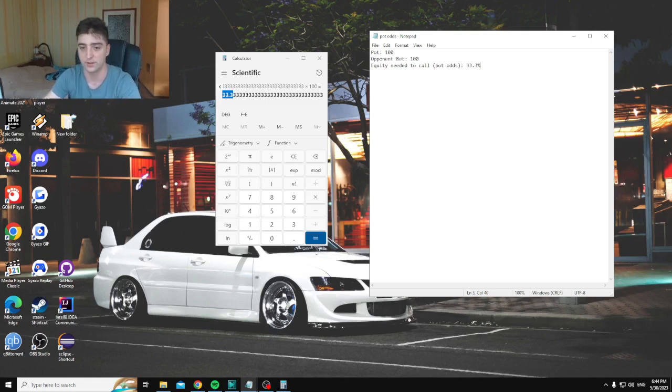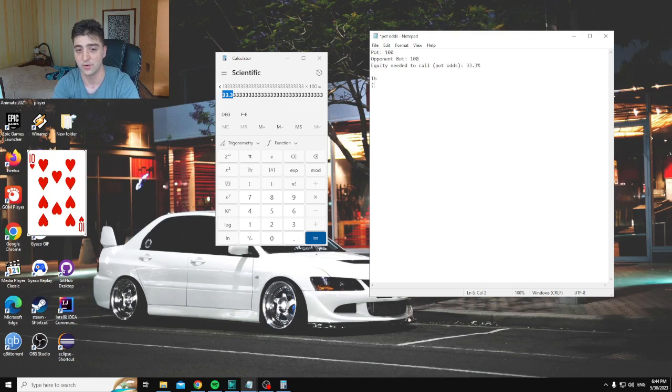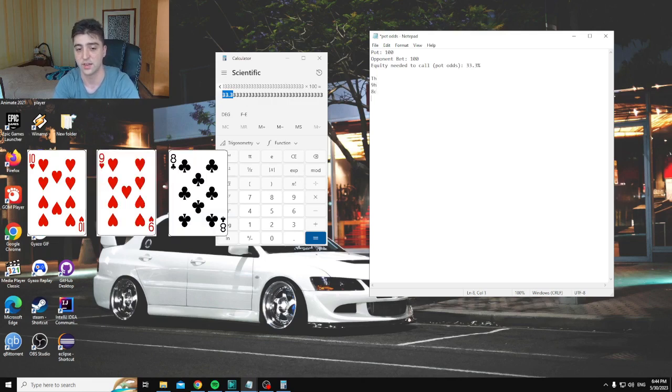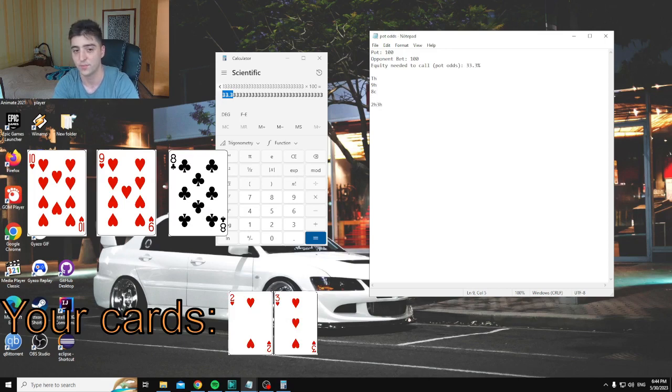So let's give another example. Let's say that you have a flush draw on the flop. So flop is 10 of hearts, 9 of hearts, and 8 of clubs. And you have the deuce of hearts and the 3 of hearts, for example. So you have a flush draw on the flop. Your opponent bets pot. He bets 100 into 100. The equity that you need to call is 33.3%, right?